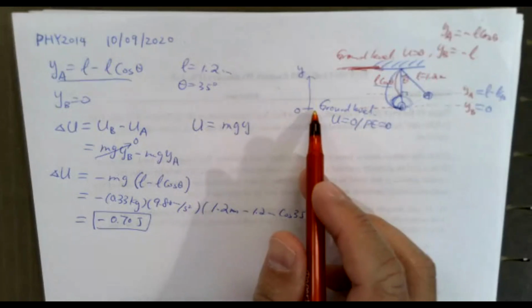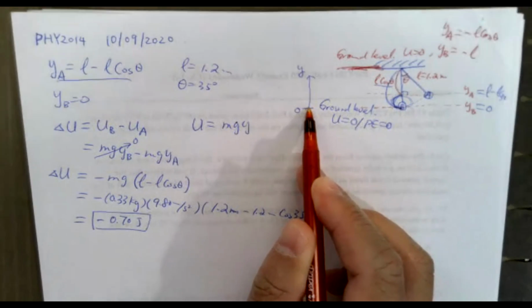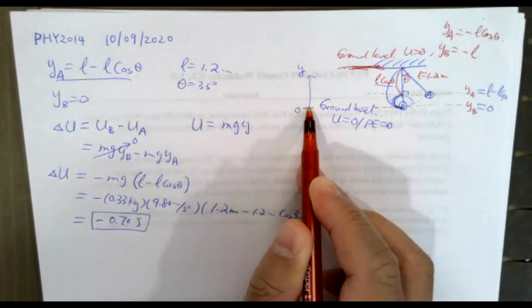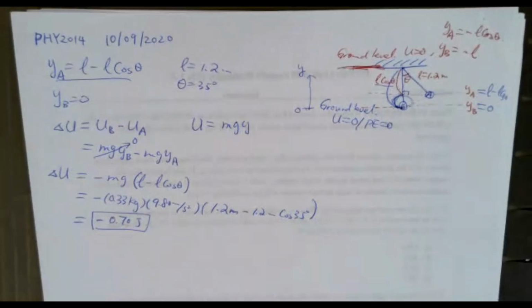But as we did earlier when we picked an origin for the coordinate system, you stick to it. You don't change the ground level while you are solving your problem. Once it's picked, you fix it and then stick to it.